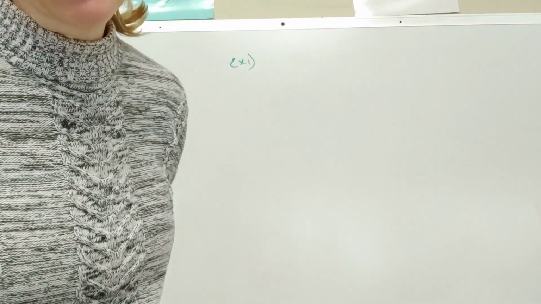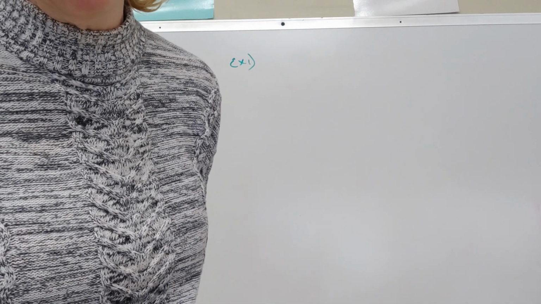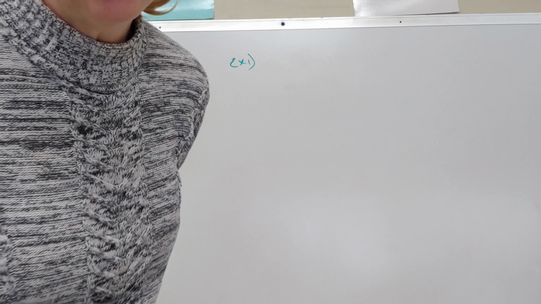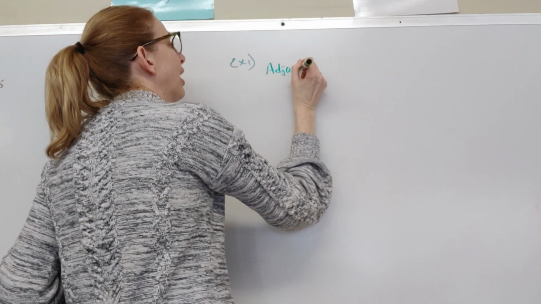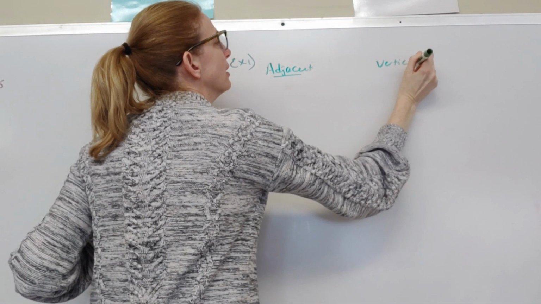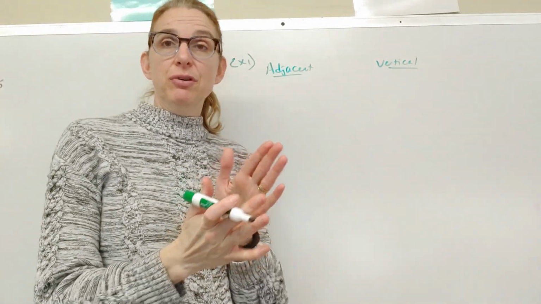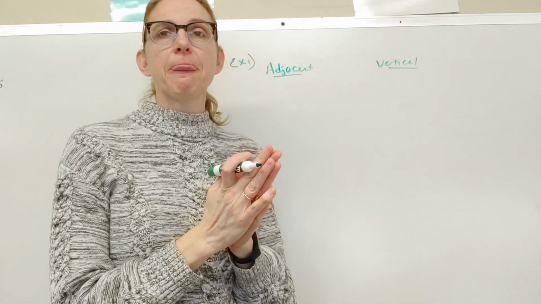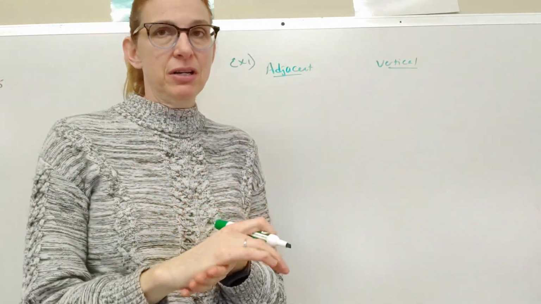Name a pair of adjacent angles and a pair of vertical angles in the photo at the right. Find the measure of angle JBT. Okay, adjacent angles and vertical angles. So let's write that out. Remember we said adjacent. What was our keyword for adjacent? Neighbors. They share a side. Okay. And in this problem, we're going to talk about naming angles too.